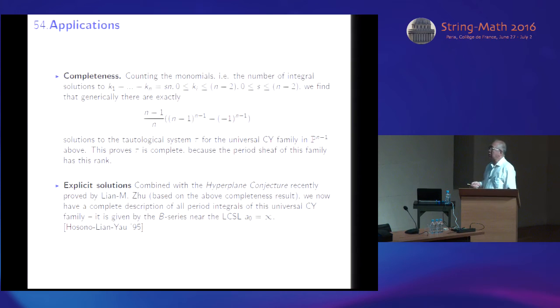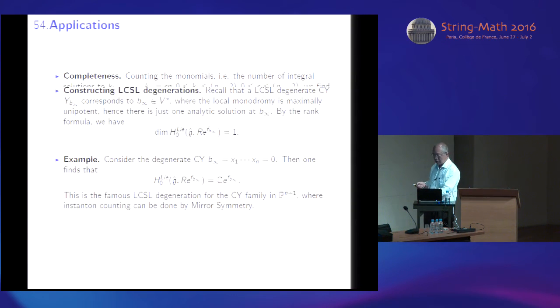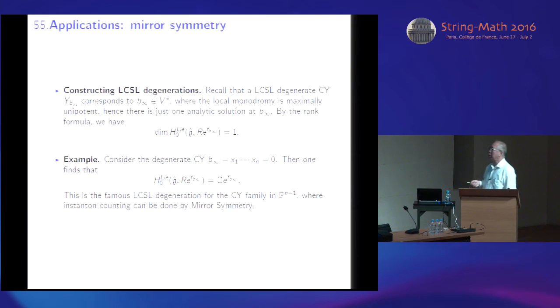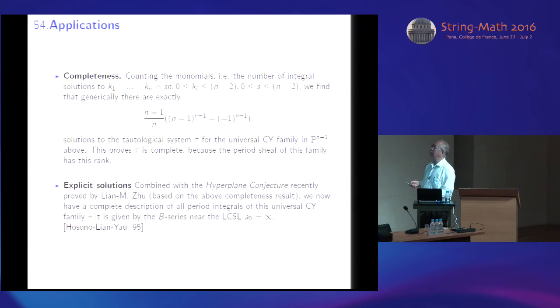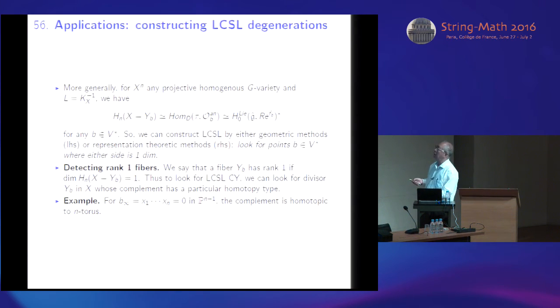Okay, so this combined with the hyperplane section case recently proved by Leung and Zhu, we have a complete description of all period integrals of this universal family. So this answers those questions that we had a long time ago. And also, since we have this formula, we can use it to construct large complex structure limits, which was not easy before. So we just look at those elements where the rank equals 1, because that's exactly what we need. And in this way, we can construct many spaces with a large complex structure, which we did not know before.